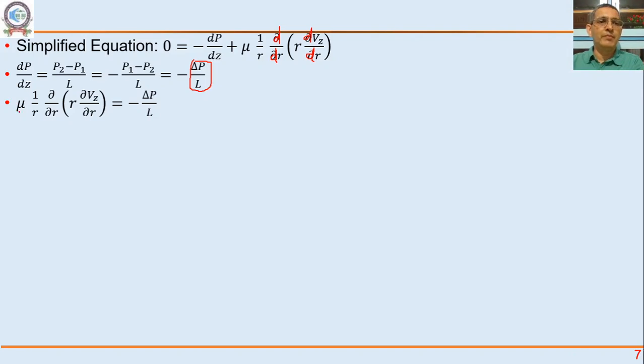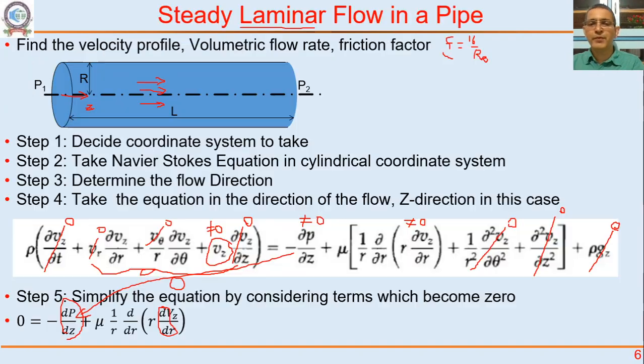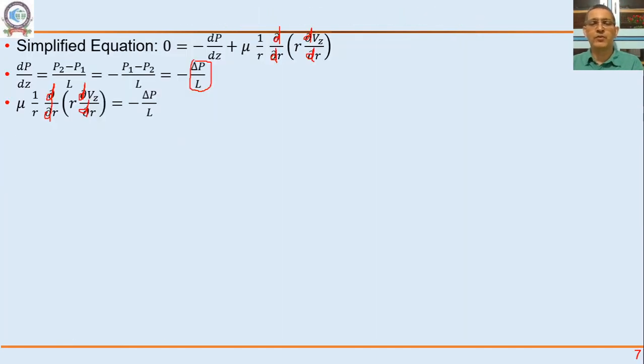So our equation becomes mu 1 by r d by dr, now this is also total, d by dr of r dVz by dr. Understand the difference between partial derivatives and total derivatives. Vz only varies with r, no other. Pressure only varies with z, no other. So this is a second order differential equation in r.